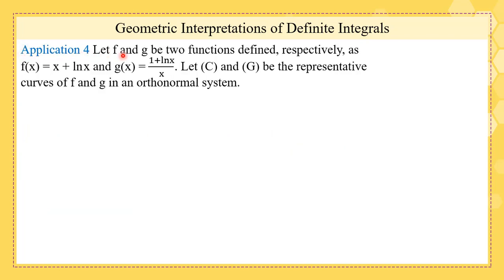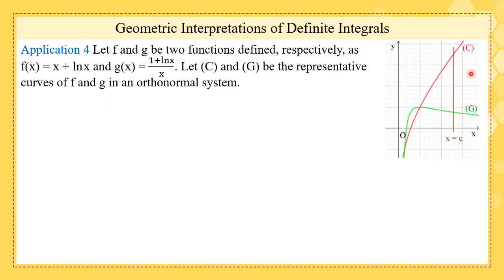Application 4. Let f and g be two functions defined respectively as f of x equal x plus ln x and g of x equal 1 plus ln x over x. Let c and g be the representative curves of f and g in an orthonormal system as shown. This is the curve of G, and this is the curve of C, and this is the line of equation x equal e. First, verify that A(1,1) is a point on C and on G.